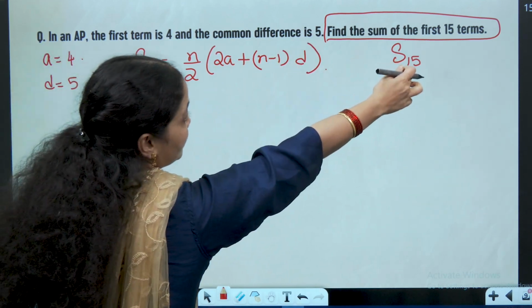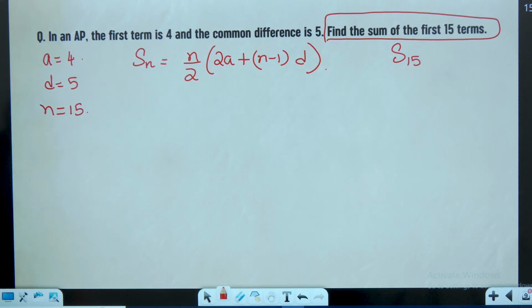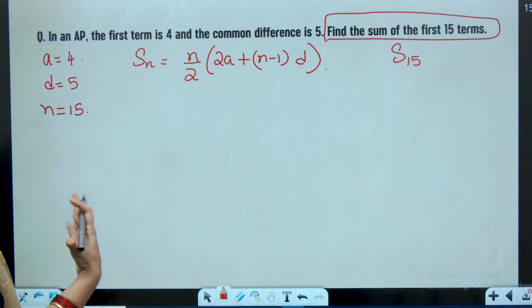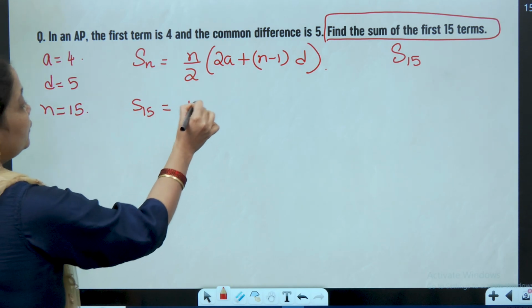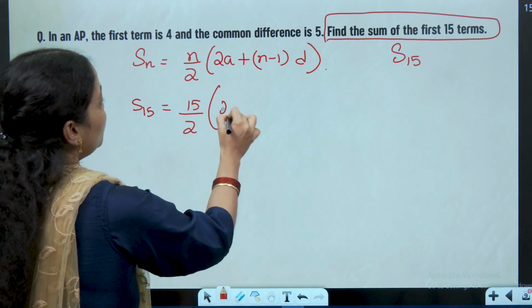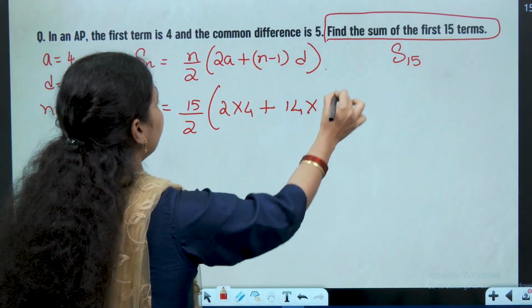Whenever the 15th position is asked, n is 15. This you have to declare. It's not actually provided in the question. N is 15 is not mentioned here. So S15 will be equal to 15 by 2, 2 into A, which is 4, 15 minus 1 will be 14 into D, which is 5.